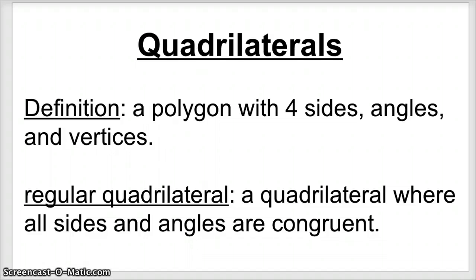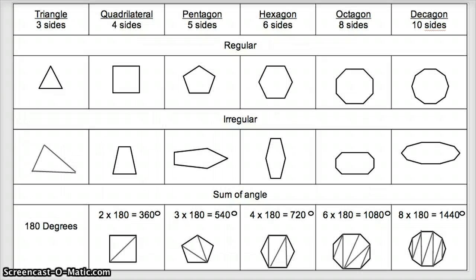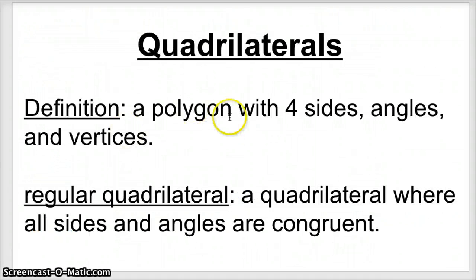The definition of a quadrilateral is a polygon with four sides, angles, and vertices. If you go back to this page, here are examples of two different quadrilaterals. These are not quadrilaterals because they have more than four sides. These are not quadrilaterals because triangles have less than four sides. So a polygon with four sides, angles, and vertices. A regular quadrilateral is a quadrilateral where all sides and angles are congruent, just like a polygon.